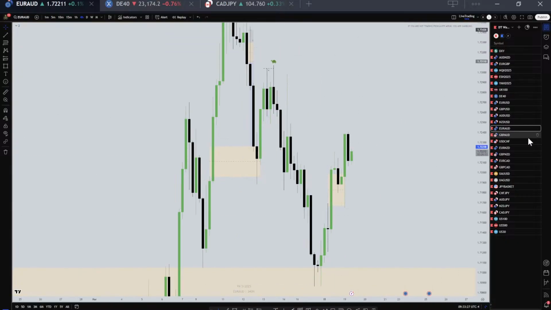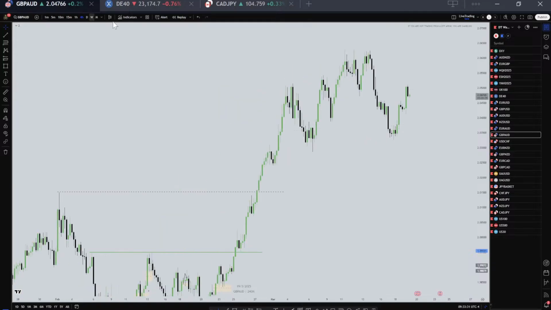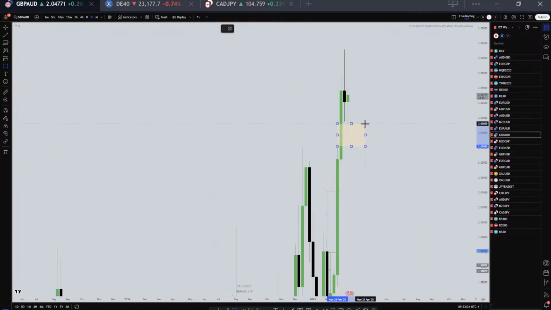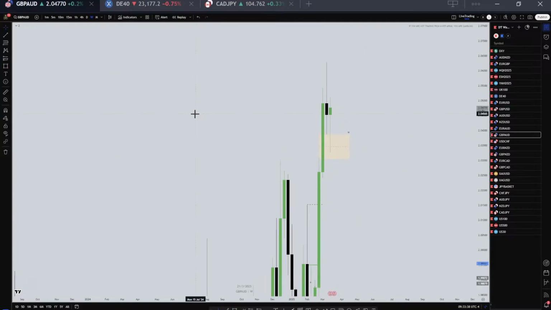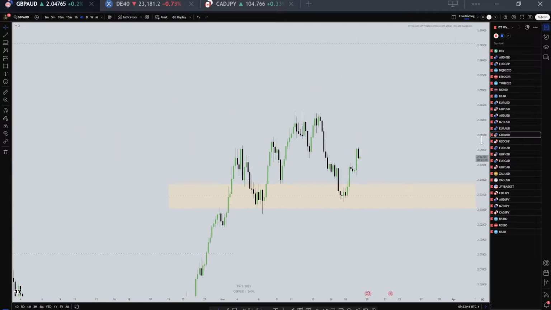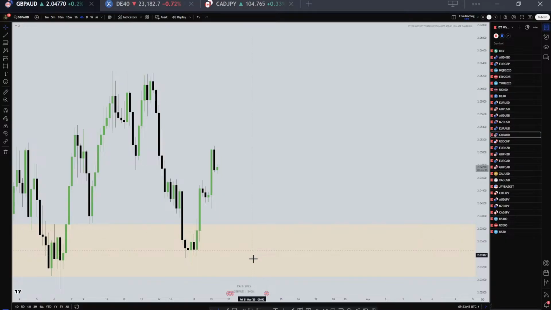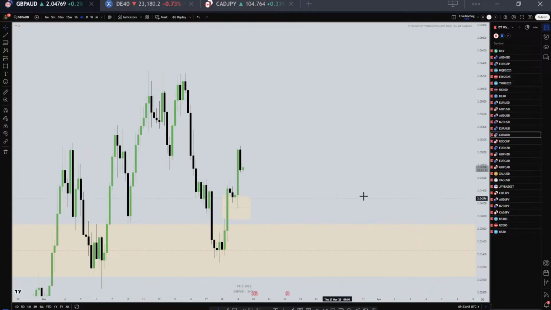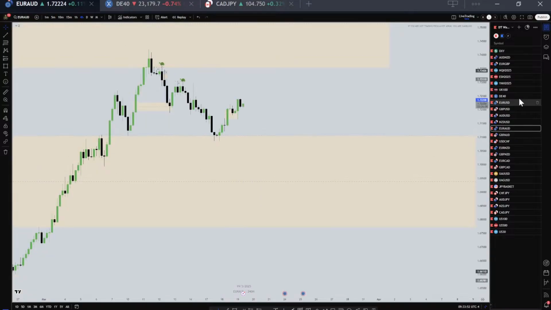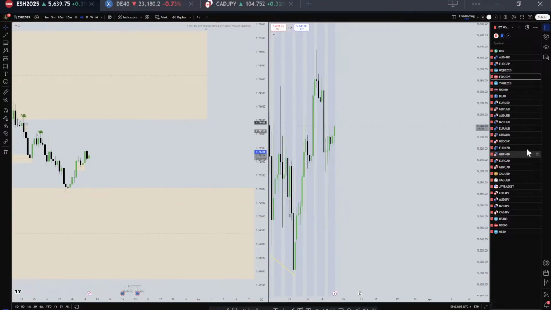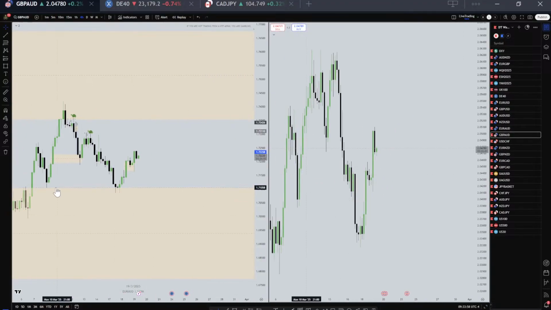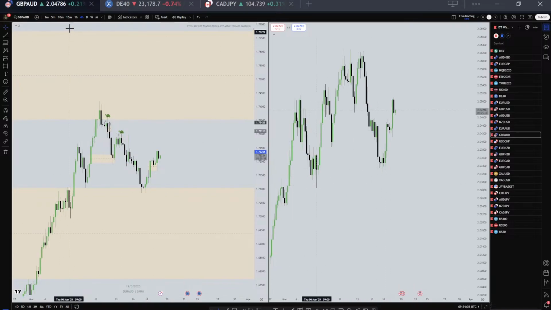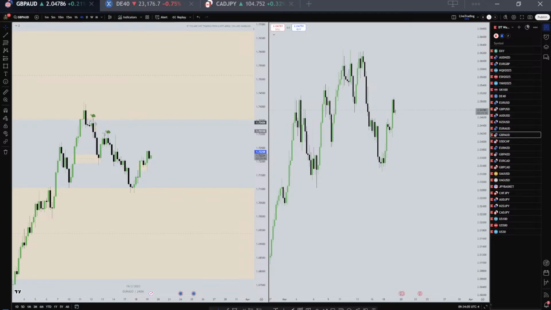I'm gonna keep a watch on the AUD pairs this week. Same here on GBP, EUR. It could be something. We're gonna keep an eye on the AUD pairs.